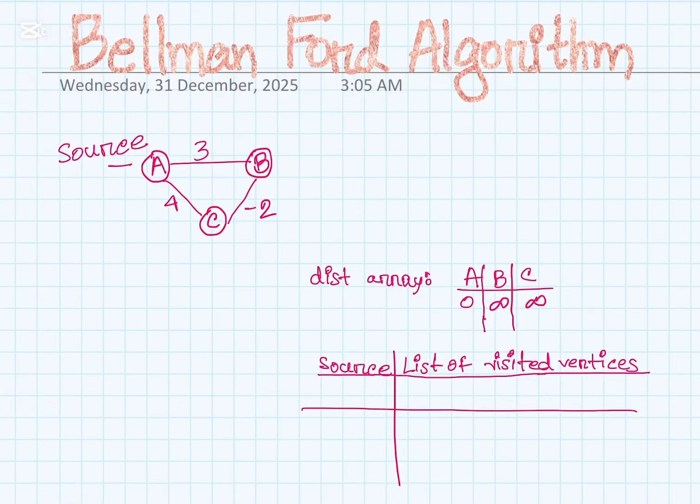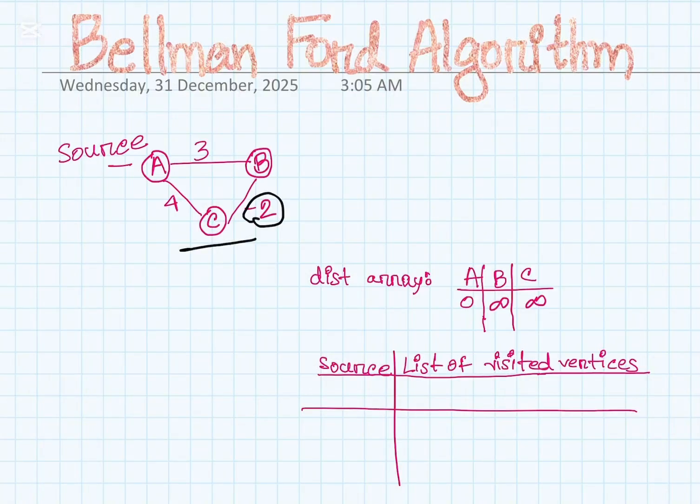Today's topic is Bellman Ford algorithm. Like Dijkstra's algorithm, it is used to solve single source shortest path problem. However, it is slightly better than Dijkstra's algorithm since it can successfully calculate negative weighted edge graph. As you can see, this graph is a negative weighted edge graph since this edge has a negative weight.